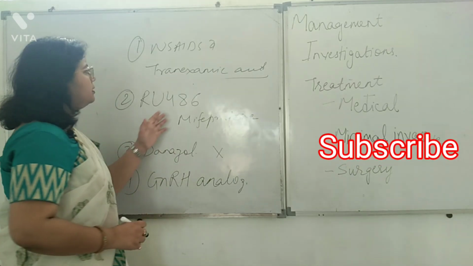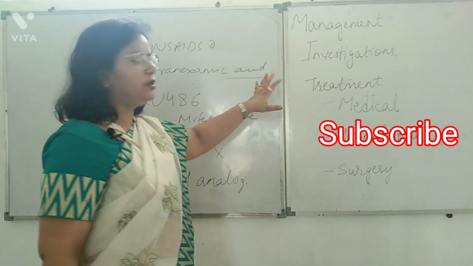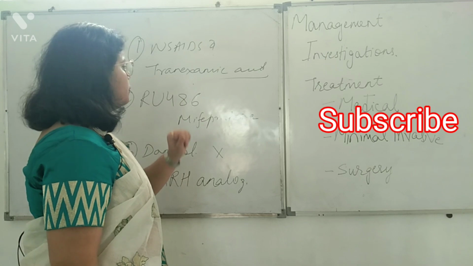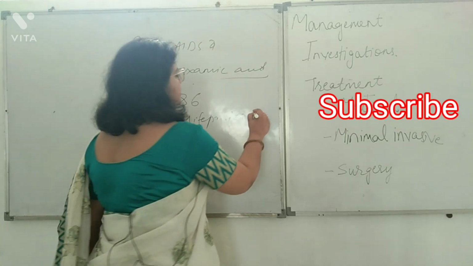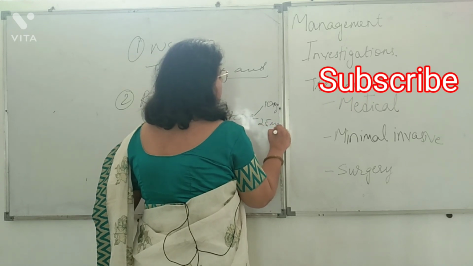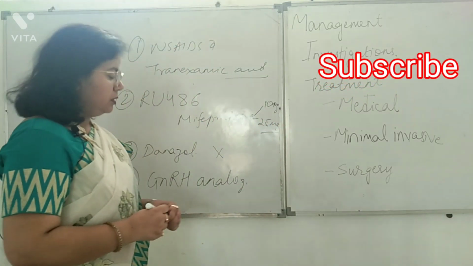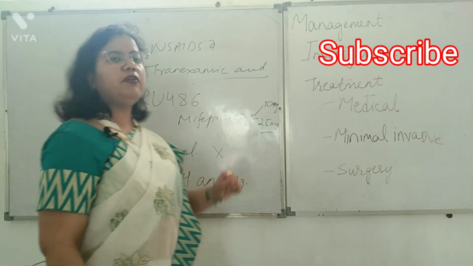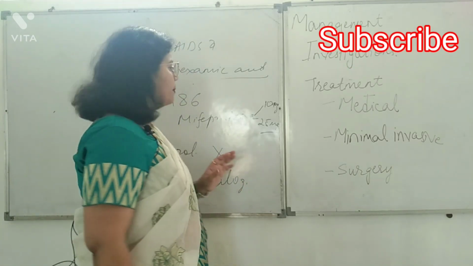So the tranexamic acid and NSAID I told you. Now what is the role of RU 486 or low dose mifepristone? It can be given in either 10 milligram or 25 milligram preparation. It is available in the market. So when is mifepristone to be used?